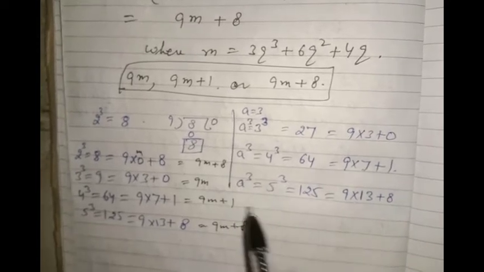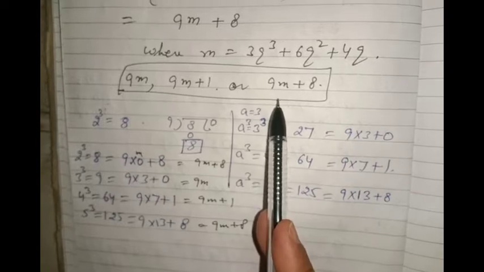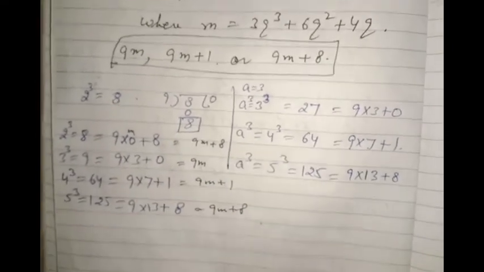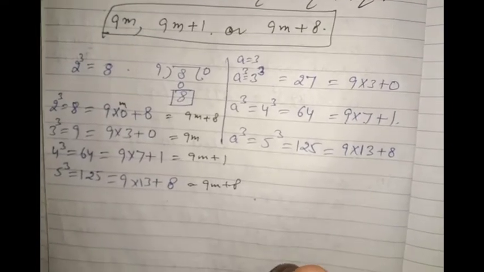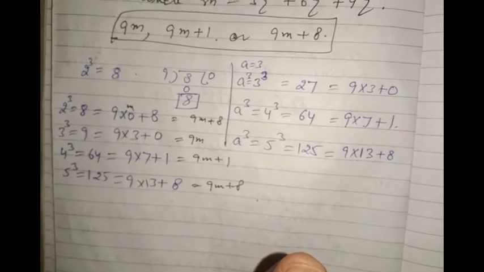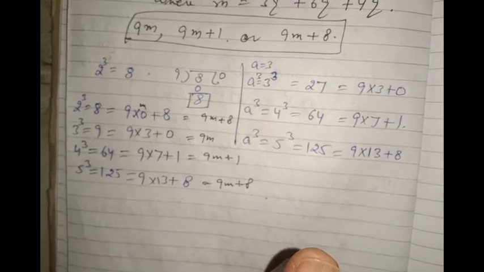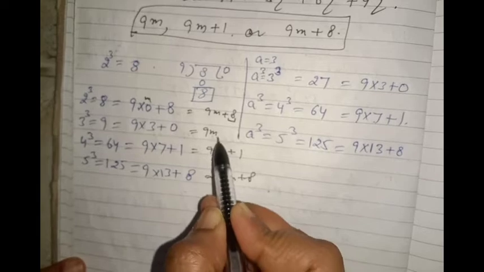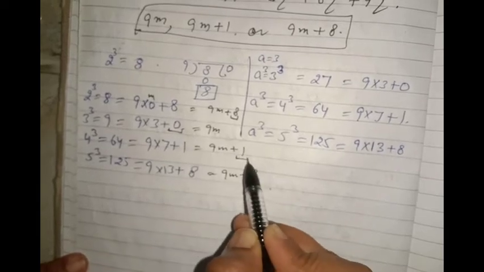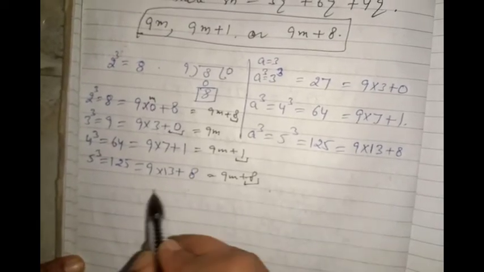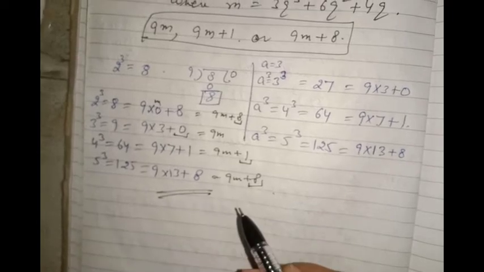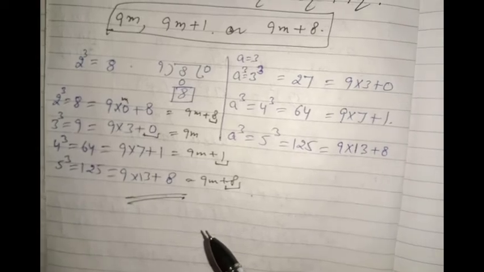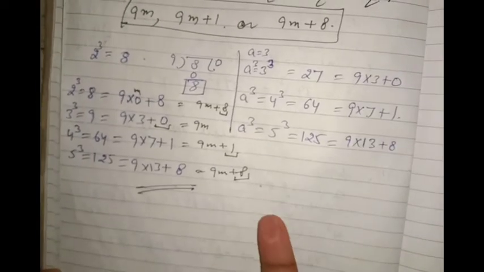It means the cube of any integer, you can take any number, the biggest or the smallest, if you cube it and divide it by 9, you will always get remainder 0, remainder 1, or remainder 8. This is how Euclid's lemma helps us in finding the properties of numbers. So these are properties of the numbers.